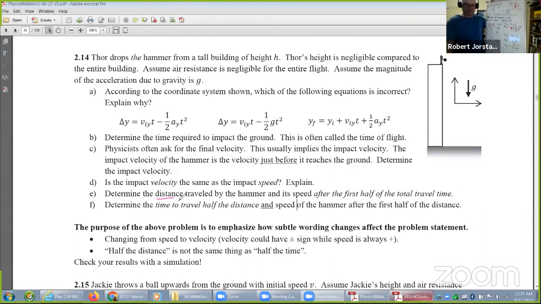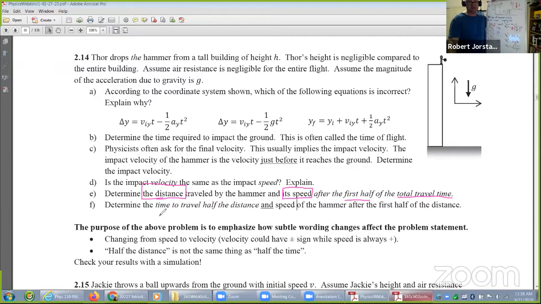Look at this one. Determine the distance traveled. Distance. I asked for a distance, not a displacement. And it's speed. See how I'm mixing it up on you? I'm asking for its speed after the first half of the total travel time. In theory, you should be able to take this time, divide it by 2, and just figure out those things, and make sure you think about the plus minus signs, okay?